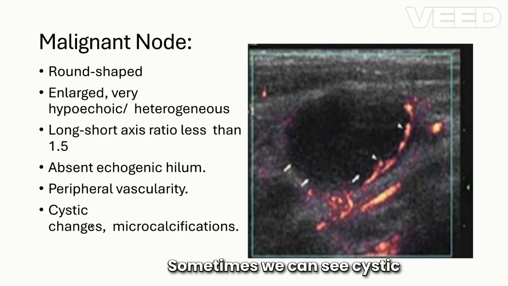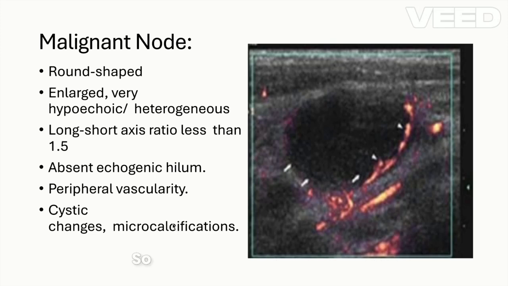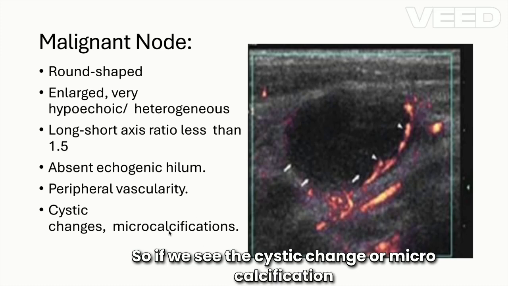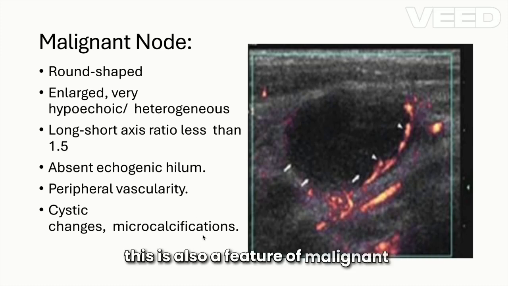Sometimes we can see cystic changes or microcalcification. If we see cystic change or microcalcification, this is also a feature of a malignant lymph node.